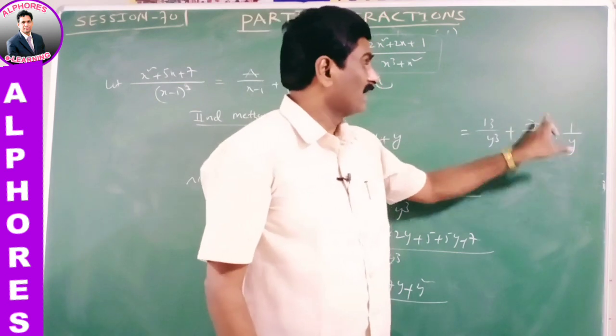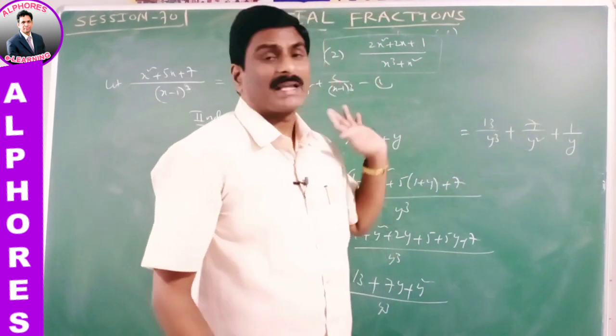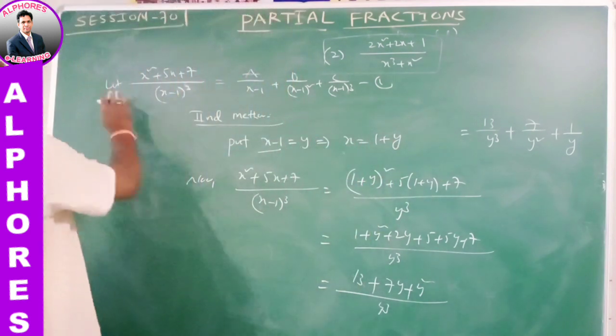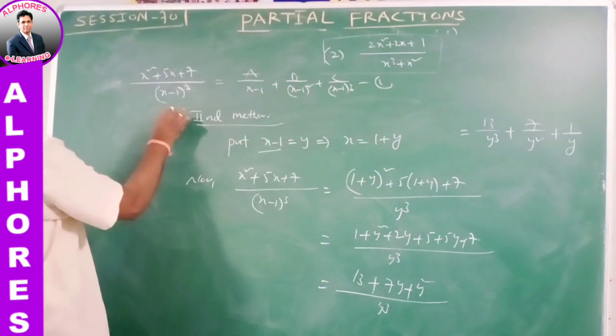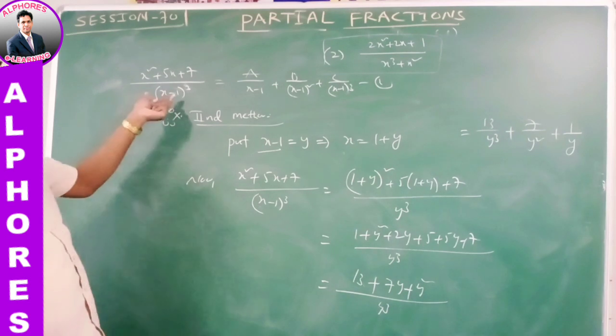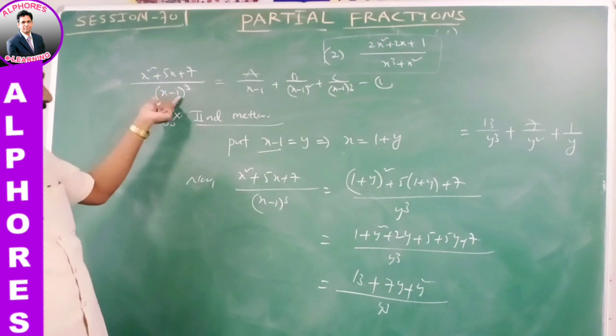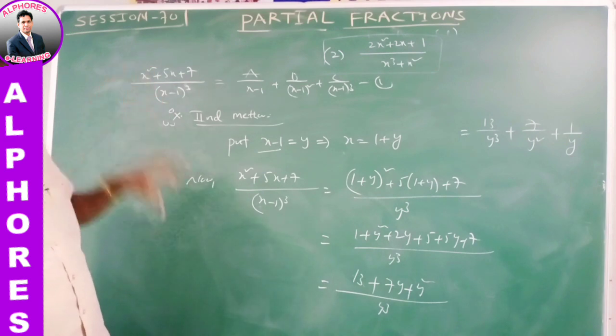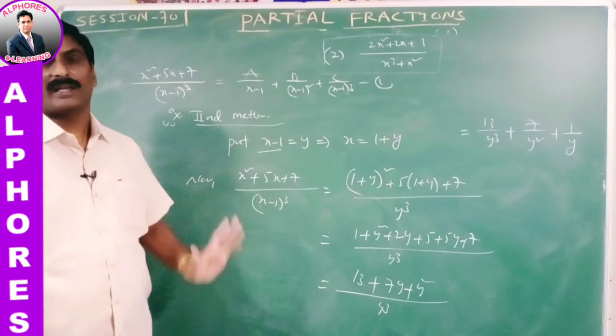1 by x minus 1, 7 by x minus 1 whole square, 13 by x minus 1 whole cube. These are the partial fractions. Very important, second method. Please note this. If the denominator contains only one term and it is a repeated linear factor, then you find the partial fractions by using this method. It is an easy method and very important.